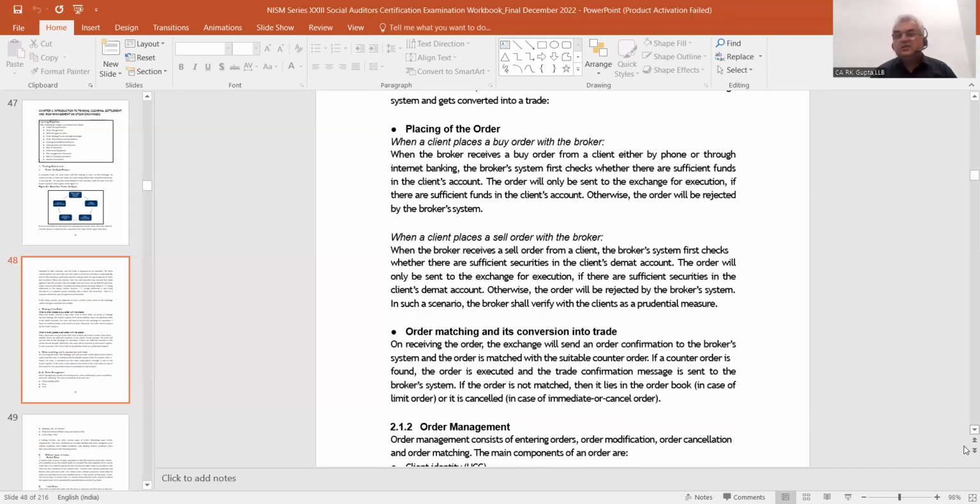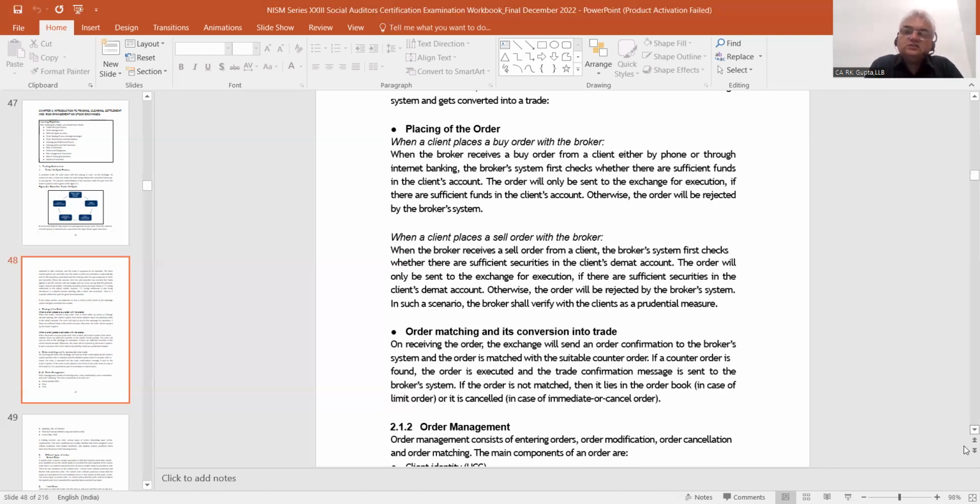Now, order matching. The first thing is ensured: buy money, sell securities. Now, the second process is order matching. On receiving the order, the exchange will send an order confirmation to the broker's system. And the order is matched with a suitable counter order. If you want to buy, then it will check whether there is a corresponding seller. If you want to sell, it will check whether there is a corresponding buyer. If a counter order is found, the order is executed and the trade confirmation message is sent to the broker's system. If the order is not matched, then it lies in the order book in case of limit order, or it is cancelled in case of immediate or cancel order.